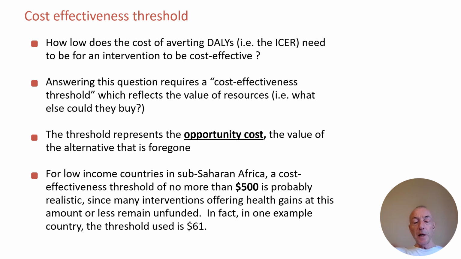Now, for low-income countries in sub-Saharan Africa, a cost effectiveness threshold of no more than $500 is probably realistic, since many interventions offering health gains at this amount or less, so with lower ISAs, remain unfunded. In fact, in one example country, for example, the threshold currently used is $61.